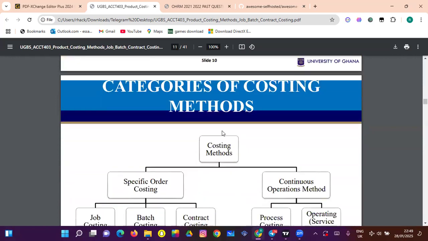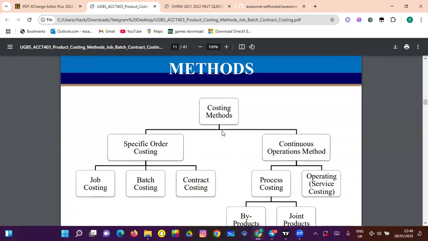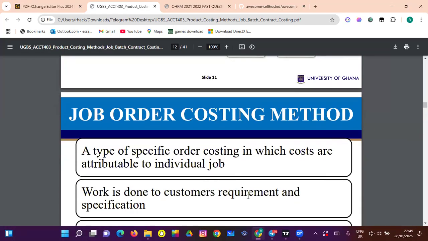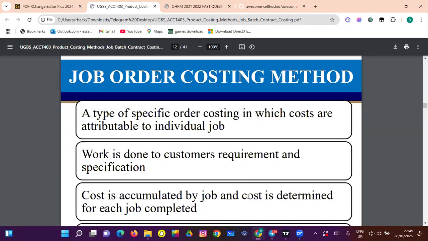So let's talk about the categories of costing methods. For costing methods, we have the specific order, where we know it is the job, the batch, and the contract, while the continuous is either process costing, service costing, or operating costing. Process costing deals with either byproducts or joint products. So let's pick them one by one.